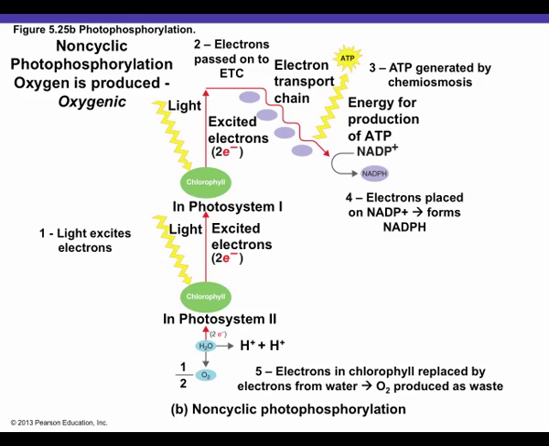All right, 3 questions again. How many products are made? If you said 3, you're correct. ATP, NADPH, oxygen. What is our electron source? If you said water, you are correct. Water is our source of electrons. What is our final electron acceptor? If you said NADP+, you are correct. Right? NADP+ is our final electron acceptor. It gains that electron, gets reduced to become NADPH.